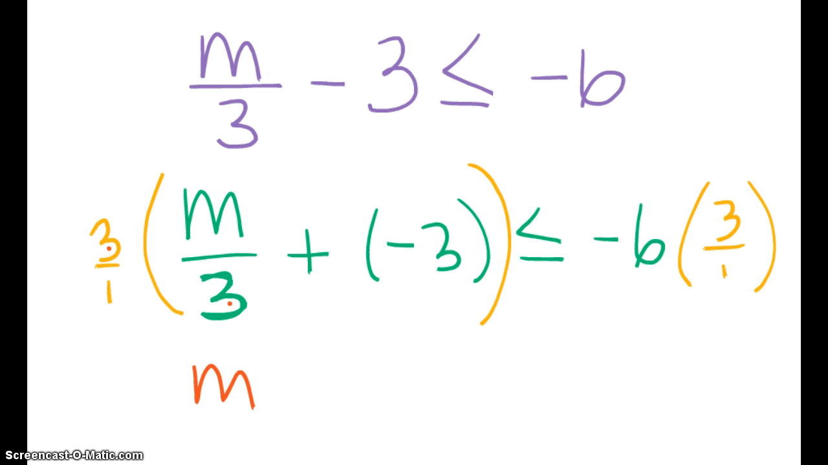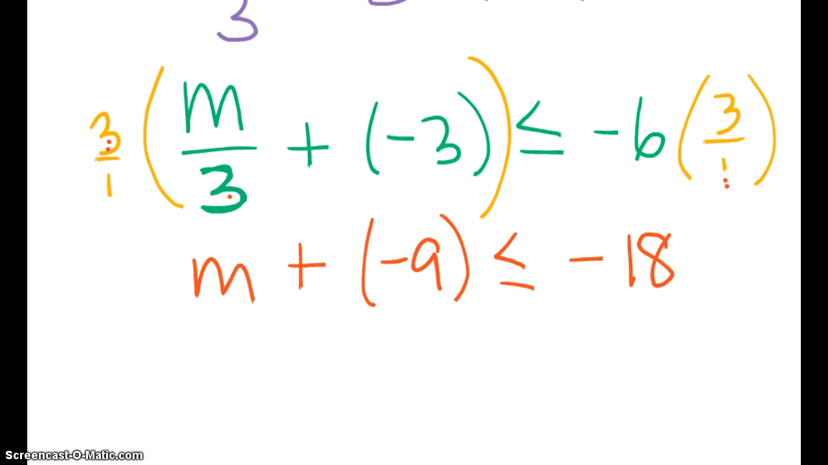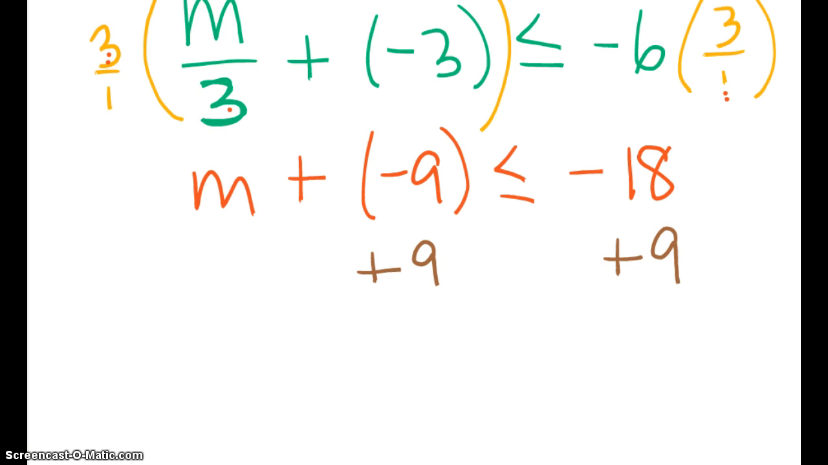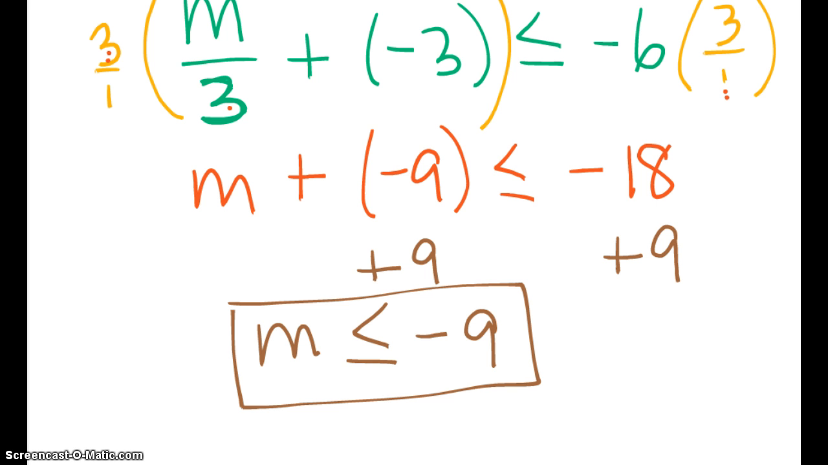So I have m plus, I have to distribute, 3 times negative 3 is negative 9, less than or equal to negative 18. Don't forget that you also have to multiply the right by 3. Now I'm going to add 9 to both sides. So I'm left with m is less than or equal to negative 9. I don't have to do anything to the inequality sign because I multiplied by a positive.